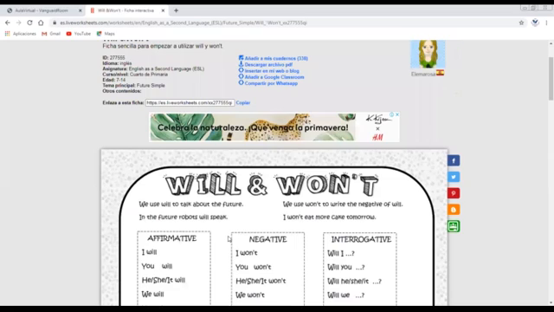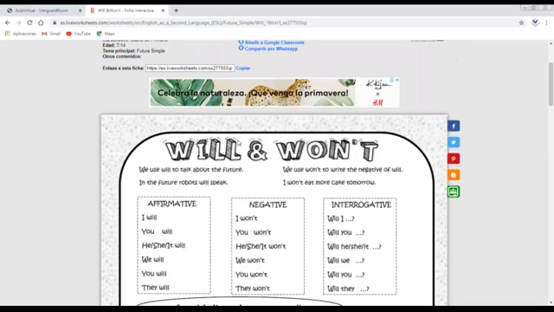Entonces, no olvides cuándo utilizar will y cuándo debes utilizar won't. We use will to talk about the future. Remember this word, future. For example, in the future, robots will speak. We use won't to write the negative of will. For example, I won't eat more cake tomorrow.